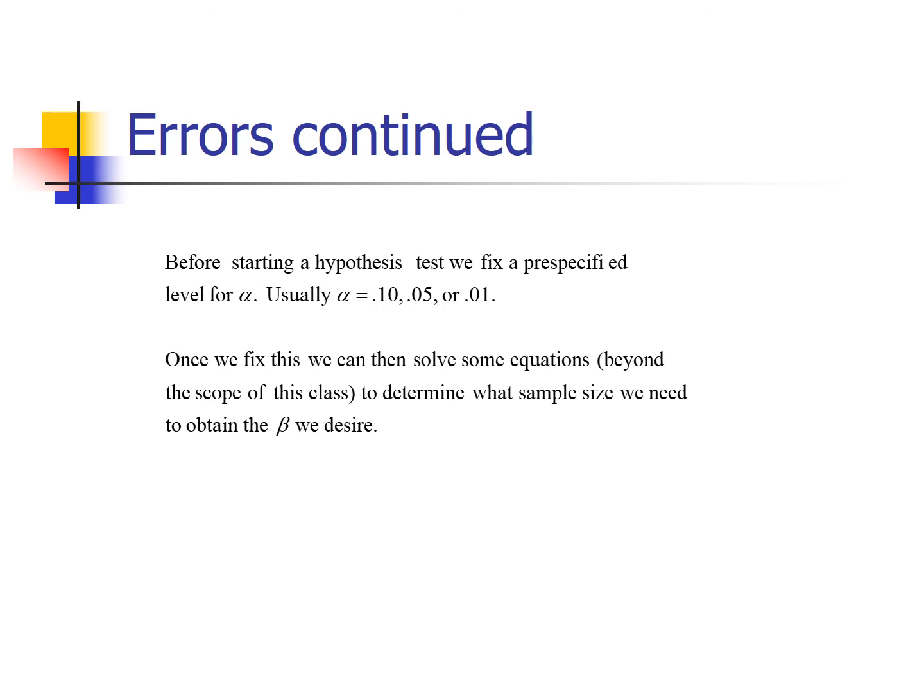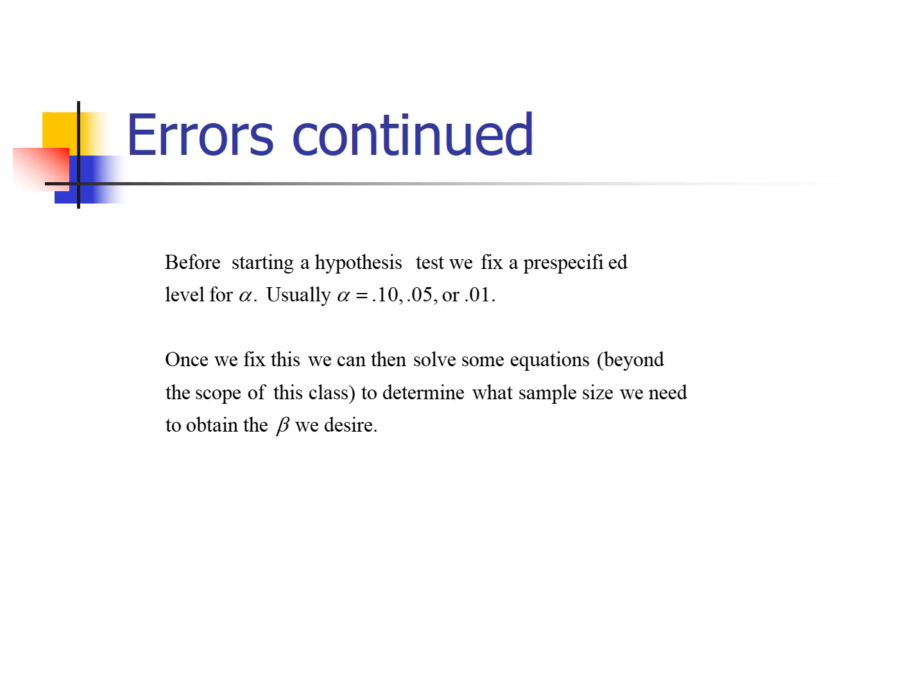Once we've selected our alpha, a lot of researchers actually stop there. But ideally what you should do is decide what your ideal beta is. There's not really a universally accepted beta, but ideally you want it to be low, maybe something like 5% or 10%. And then you have to use some equations that are a bit complex and beyond the scope of this class, but they exist, to figure out what sample size you need to get the beta you desire.